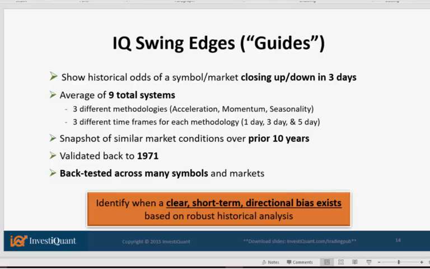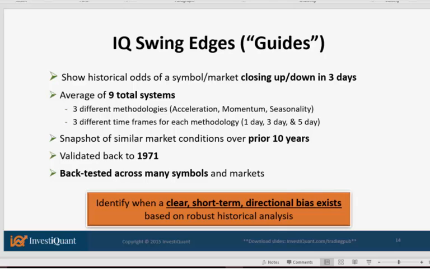Seasonality is the same thing. One of our systems looks at just seasonality for tomorrow, and the other looks out over the next week. We look for similar market conditions over the prior 10 years, so we run a rolling 10 years forward. We're looking at how the market has performed during the last 10 years when acceleration has been in this type of state, when momentum has been in this type of state.